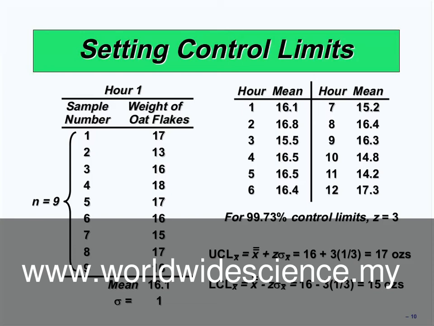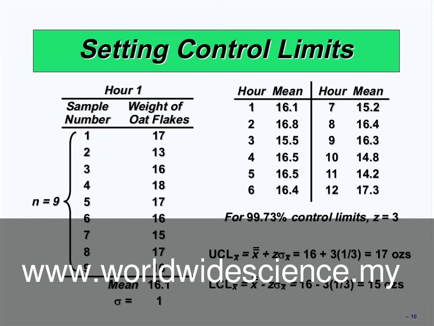Sigma x bar equals sigma divided by the square root of n. N is the sample size, here 9. The square root of 9, how much is that? 3. Radical 9 becomes 3 in mathematics. And sigma is 1. So 1 divided by 3 gives you sigma x bar.